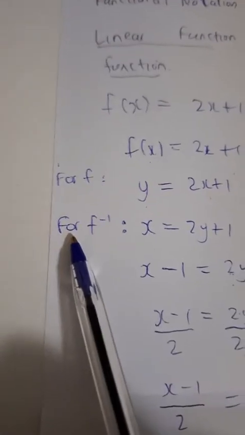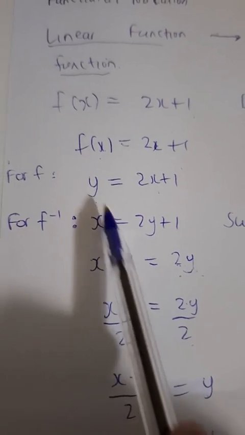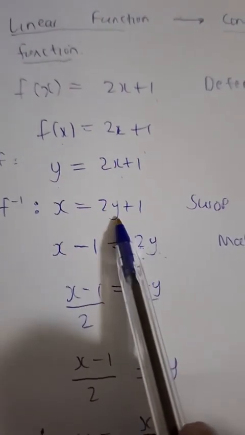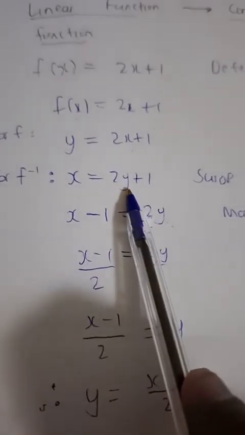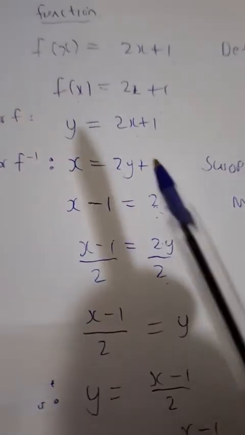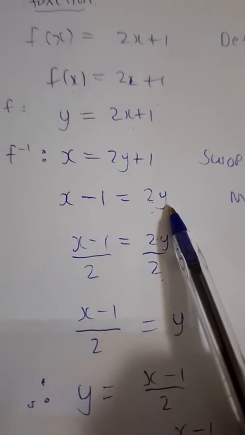Then for the inverse, what we do is we swap x and y. So in the place of y, we write x. In the place of x, we write y. Then after that, we try and make y the subject of the equation. We take the positive 1, we transpose it, we get x minus 1 is equal to 2y.